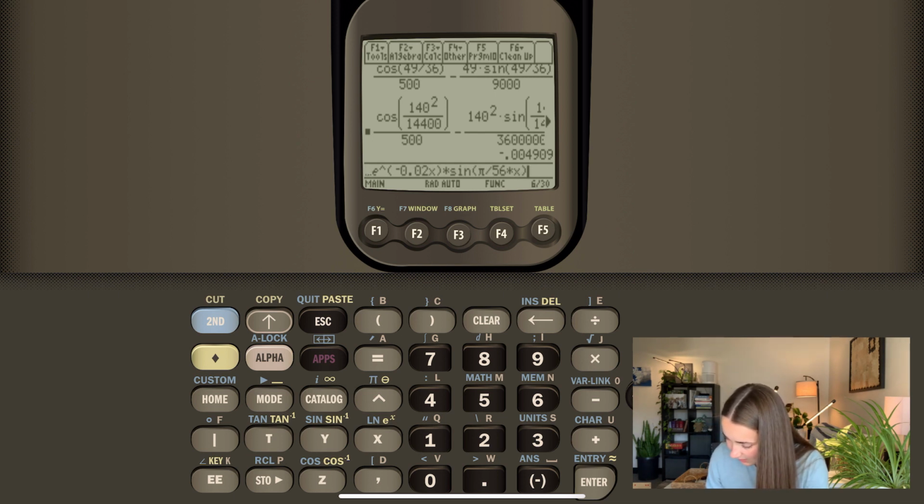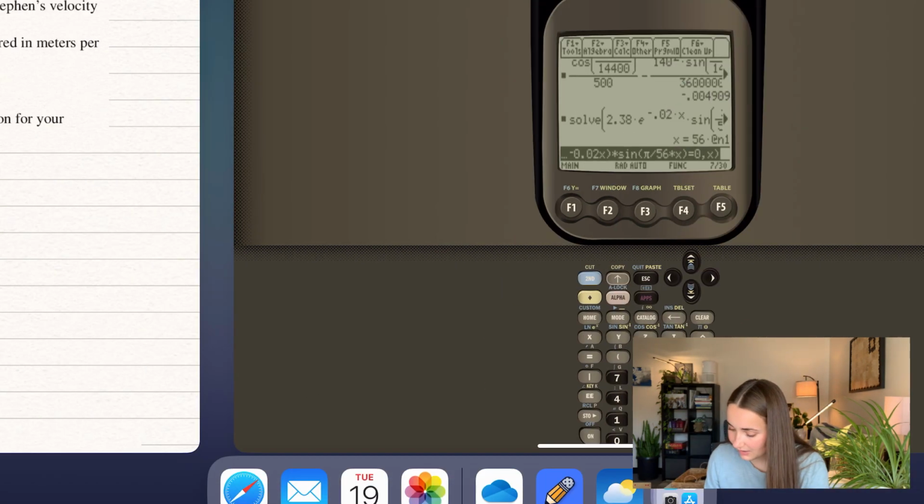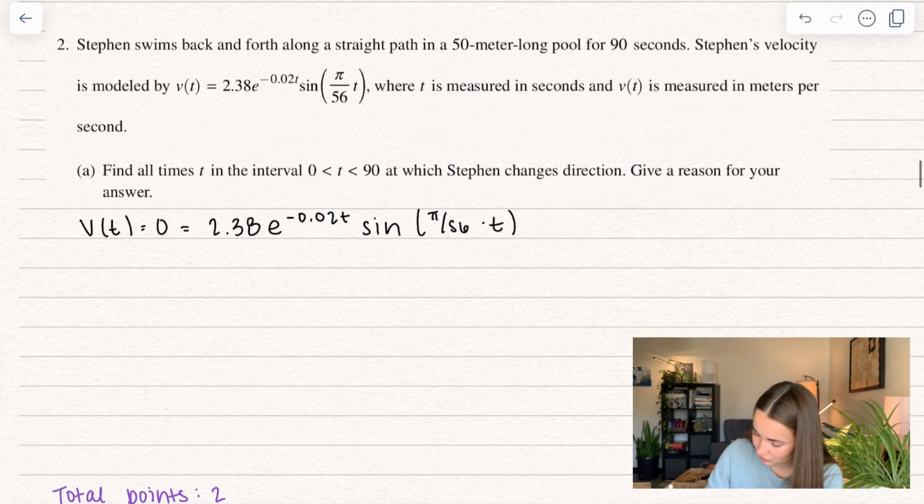We're setting this equal to 0, and we do comma with the variable that we're solving for, which is going to be x. Click enter. So we get 56, and that's going to be plus pi n. That's going to be, because it's sine, you know how it oscillates. It's going to be at every pi interval. So let's go ahead and solve for that just using this.